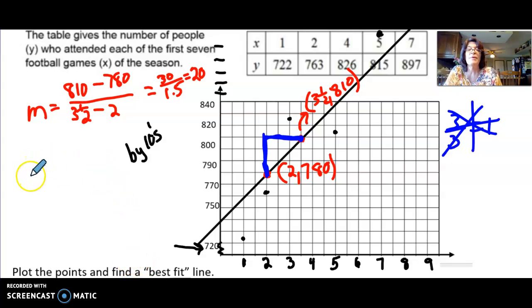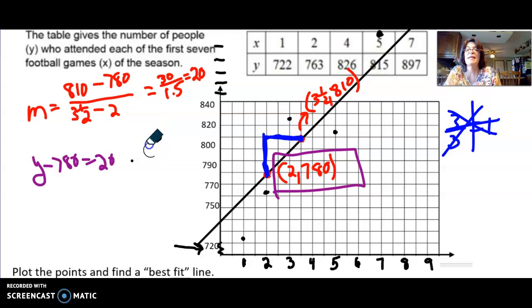Okay, so I'm going to pick one of the points. I think I would like to pick the point 780. I'm going to say y minus 780 equals my slope of 20. I can erase the by 10s here. It's in my way.